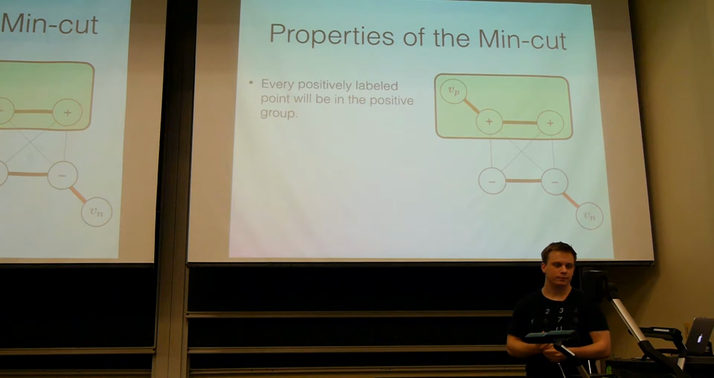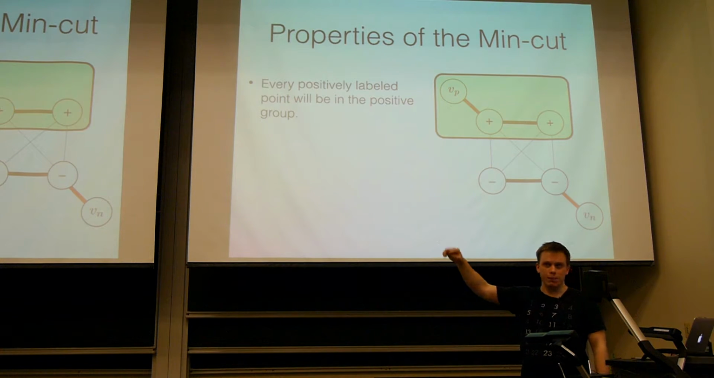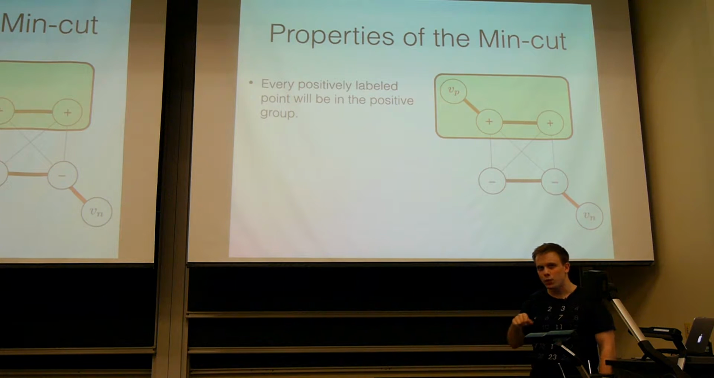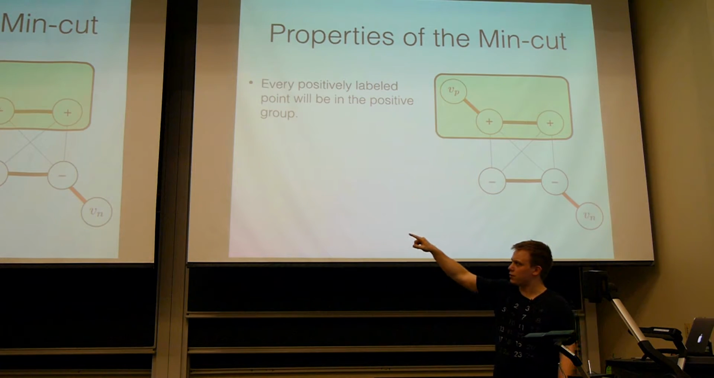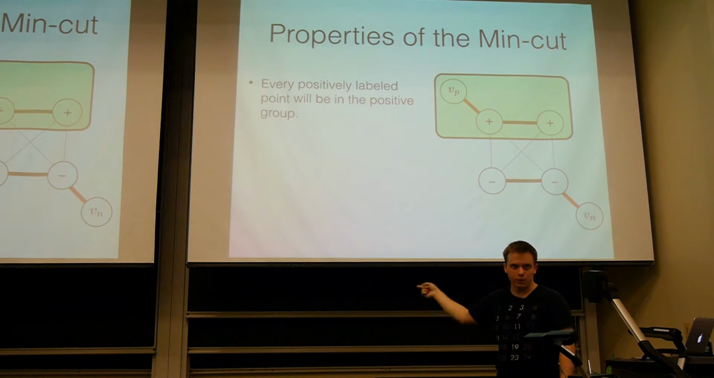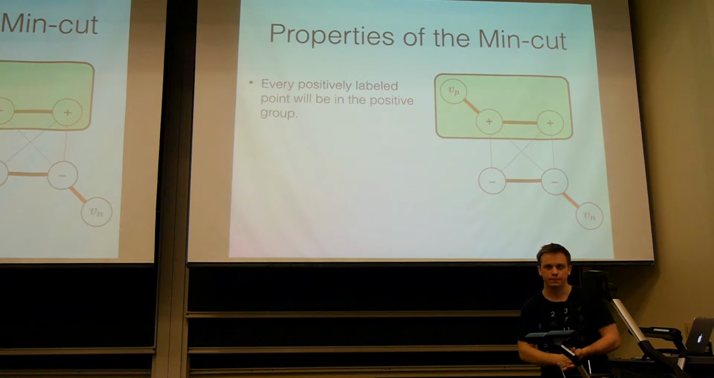Because they are linked to VP, right? And the edge that connected them had infinite weight. So any cut that separates one of the originally positive nodes from VP will have infinite weight. The only thing you need to convince yourself of is that there exists at least one cut that doesn't have infinite weight. The easy way to do that is to put all of the positive nodes with VP, all the negative nodes with Vn, and then assign the rest of the nodes to whichever you want, and that will have finite weight.